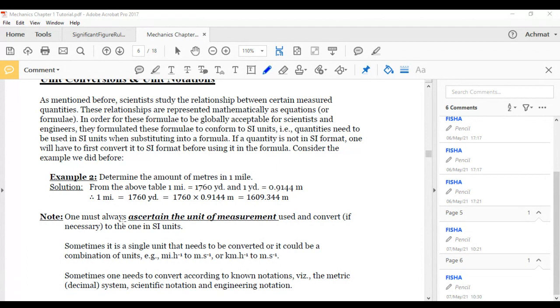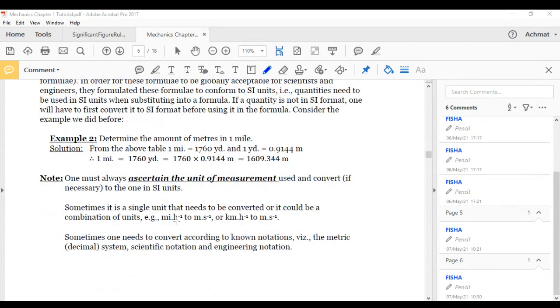So important, people, before you start using values or measurements in a calculation, ascertain the unit. Make sure whether it is SI or not, and if not, get it into SI units. Say, for example, the miles per hour, the SI unit for velocity is actually meters per second. So you'll have to convert from miles per hour to meters per second. In the metric system, you can actually have kilometers per hour as well, but that also is not the SI unit for speed or velocity. So you will have to convert that to meters per second.